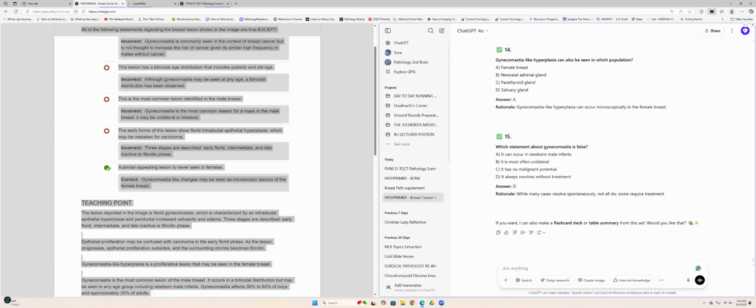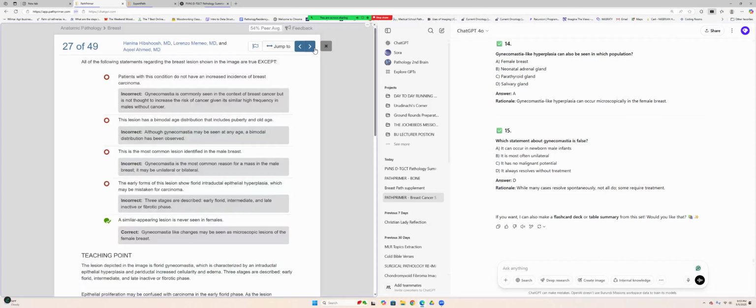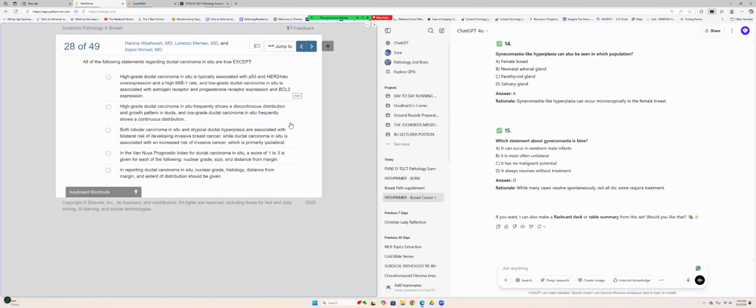Which statement about gynecomastia is false? Some cases resolve spontaneously, it's not always resolved, some require treatment. So sometimes it requires treatment. Let us go to the next question.